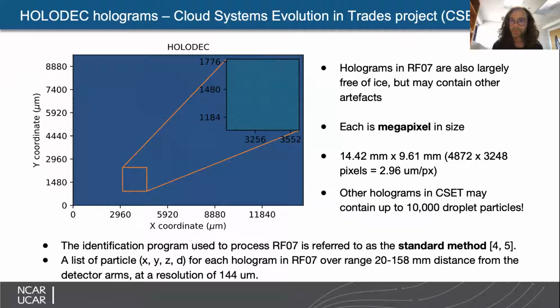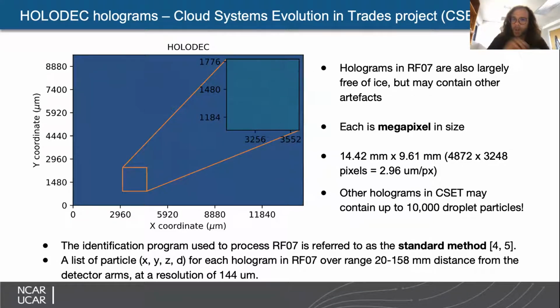But the standard method does not utilize machine learning. What it does do is it utilizes a range of pre-selected filters, and each one of these filters is applied to the hologram when the hologram has been reconstructed at different planes along the axis of the detector, which I will give you a few more details on in a couple of slides.